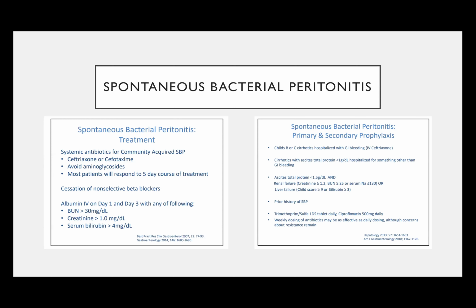Like we talked about, you definitely want to stop non-selective beta blockers. And we want to give albumin on day 1 and day 3, especially if there's any sign of them developing AKI, which would be a BUN of more than 30, a creatinine of more than 1, or acute liver failure, which is if the serum bilirubin is above 4.